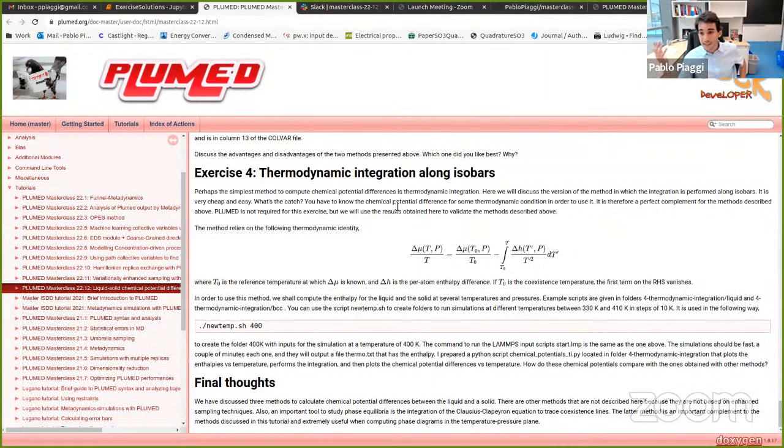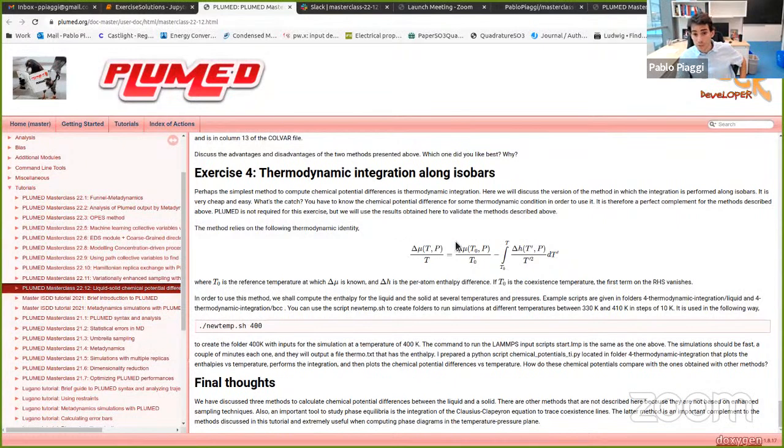This one does not involve Plumed, but it's a very easy and well-established method, and I decided to include it here as a reference. Thermodynamic integration is a very general method, but this one in particular is thermodynamic integration along isobars, and it's based on the following equation.